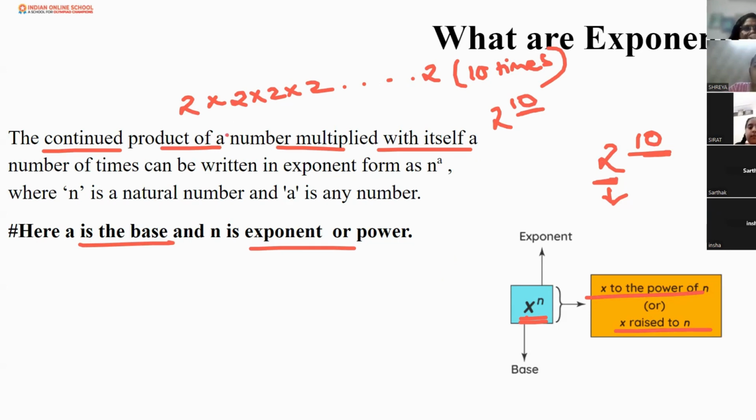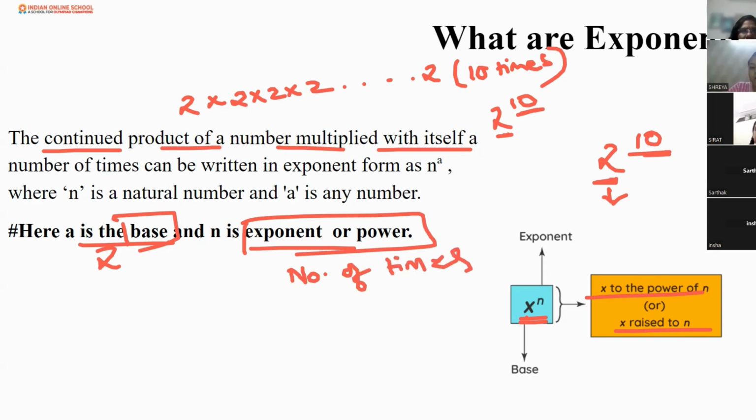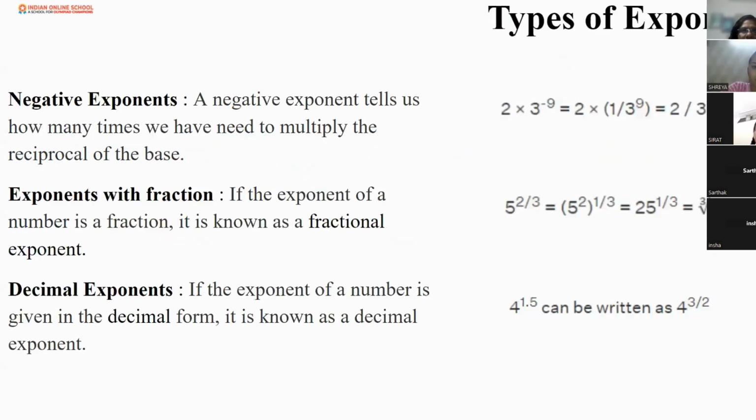Yeah, surely. I said when you repeatedly multiply a number to itself, that's when exponents come into use. For example, I gave an example over here, 2 multiplied 10 times. So in this case, exponents came into use where 2, the number which was repeatedly multiplied, was the base. And the number of times it was multiplied was the exponent or power. Is it clear? Yes, ma'am.